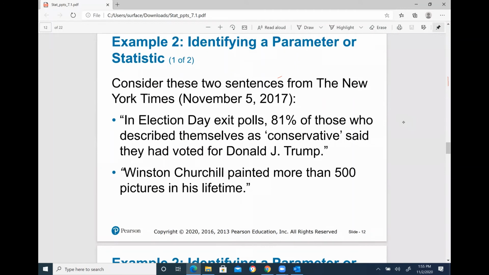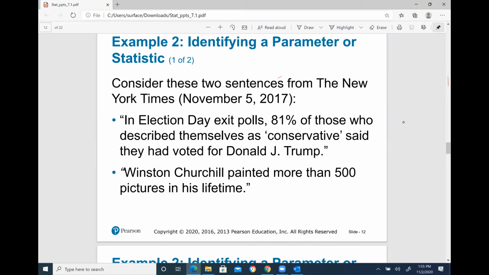so we have two examples down here. The first example: in election day exit polls, 81% of those who describe themselves as conservative said that they had voted for Donald Trump. The second example: Winston Churchill painted more than 500 pictures in his lifetime. So we have the keywords as we notice here. The first example, let's analyze that one.